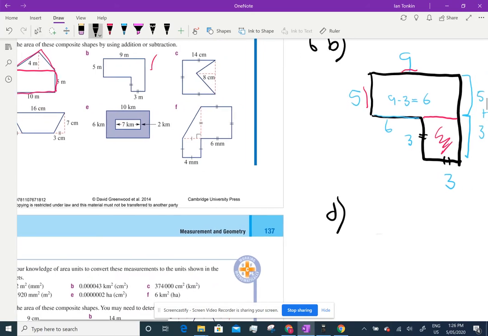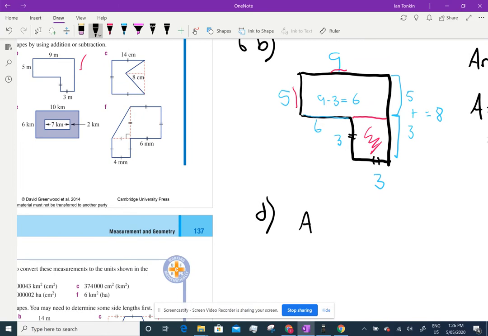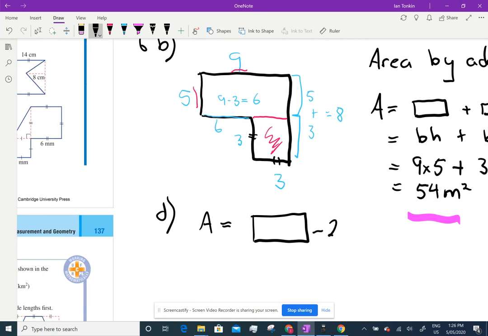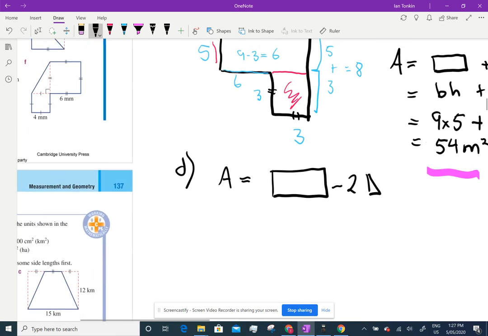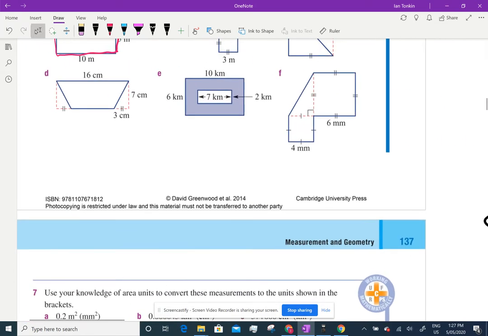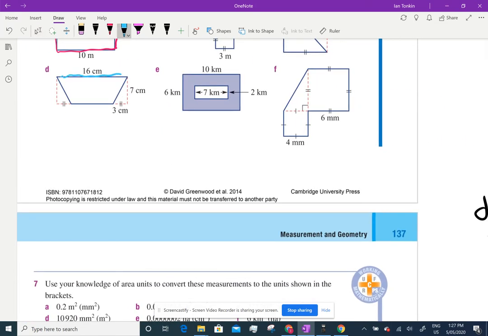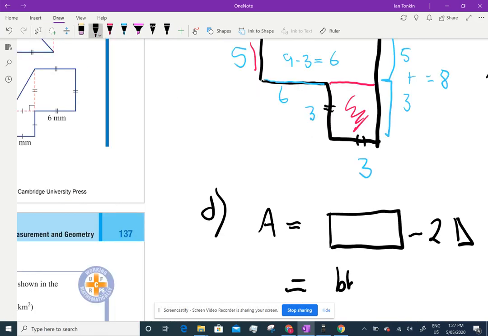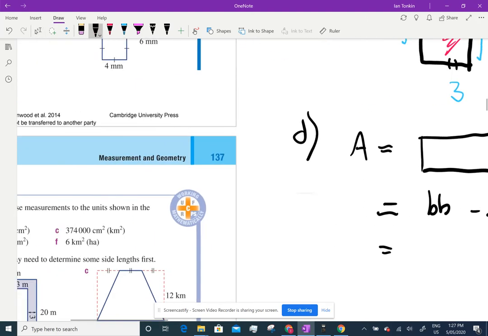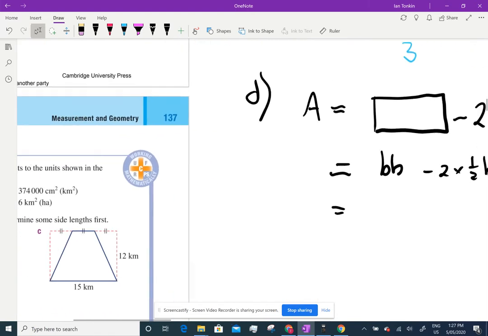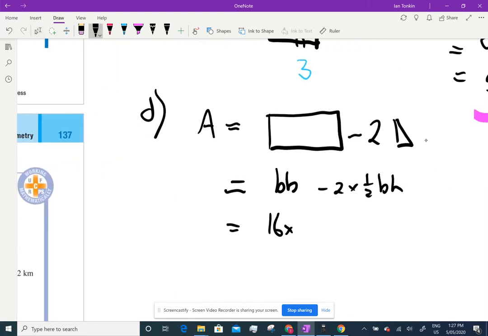So D. So how was I going to do that? Well, the area equals the big rectangle minus 2 of the triangles. So the big rectangle, 16 by 7. Okay. Base height minus 2 times a half base height. I like to write the formulas in. And what did I say? 16 times 7 minus 2 times a half.